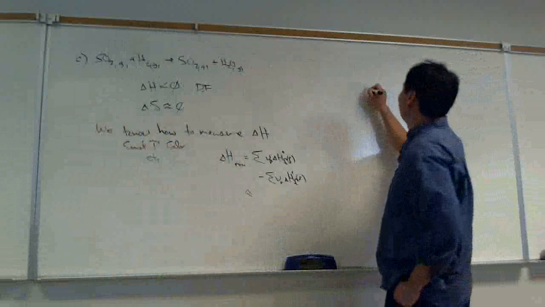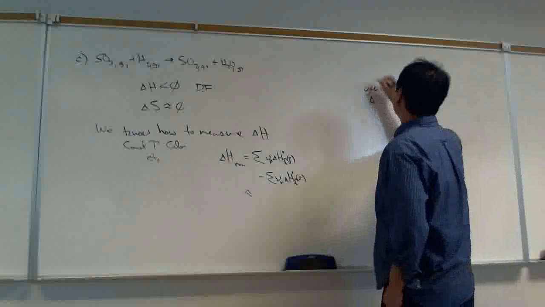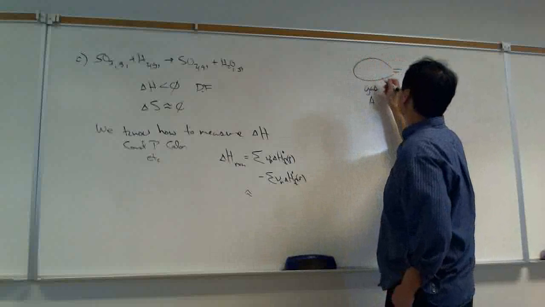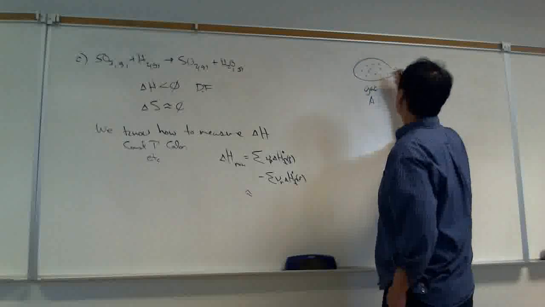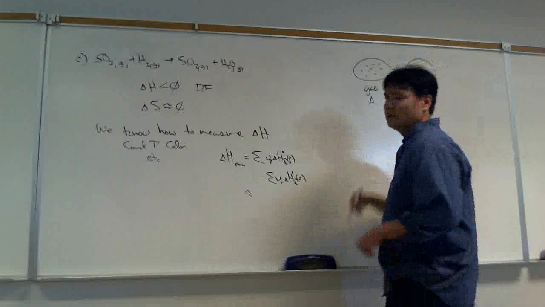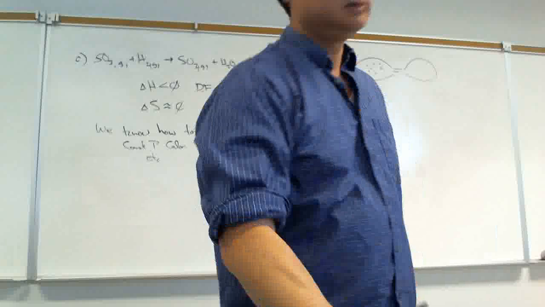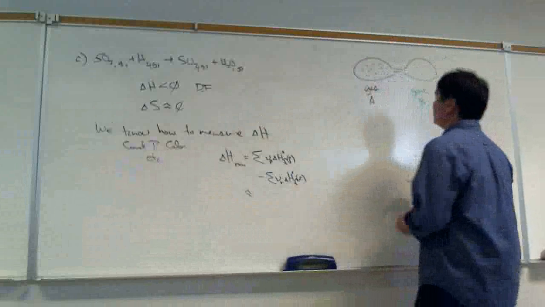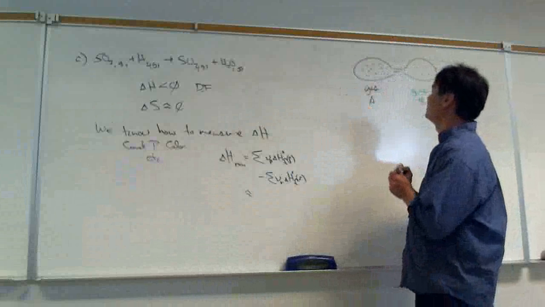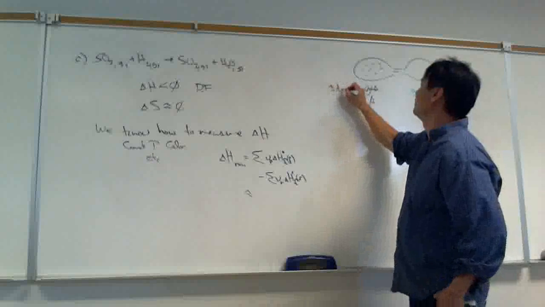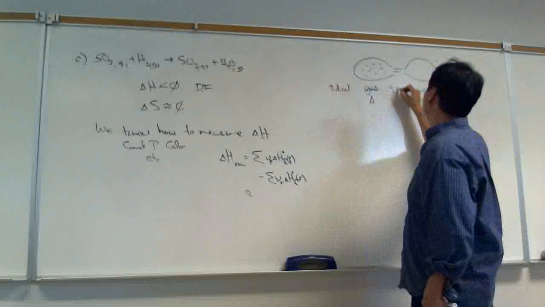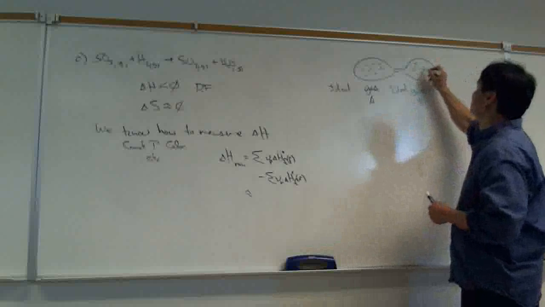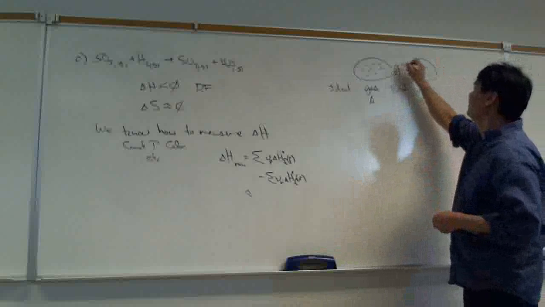For example, let's say I have gas A in this container here. So this is gas A. And then over here I'm going to have gas B. We're going to say these are ideal gases, and so I should add that on here. Ideal gas A, ideal gas B. And I have it separated by a valve here.